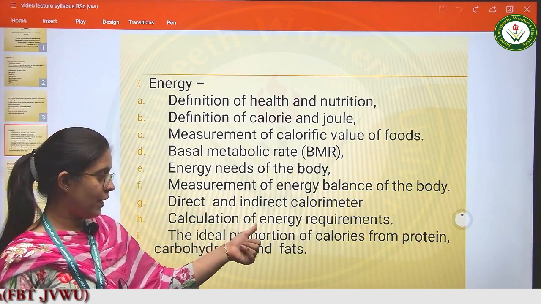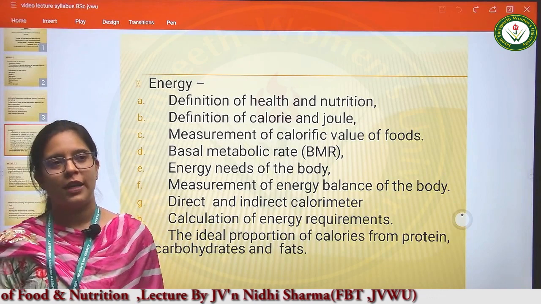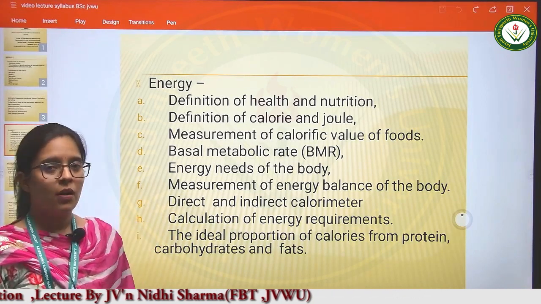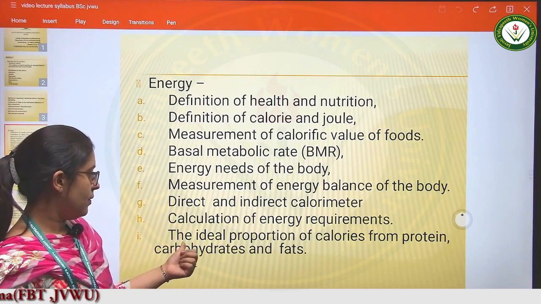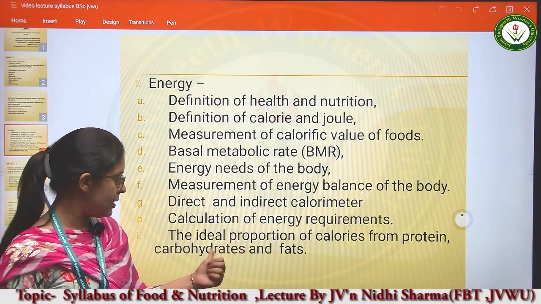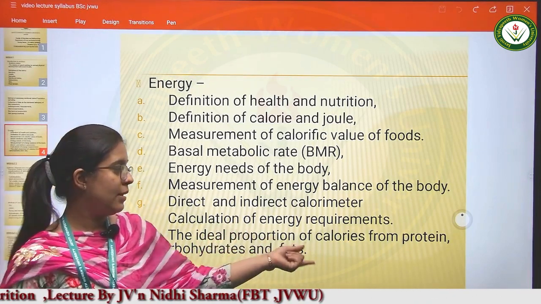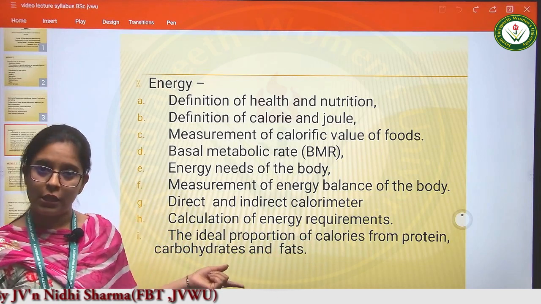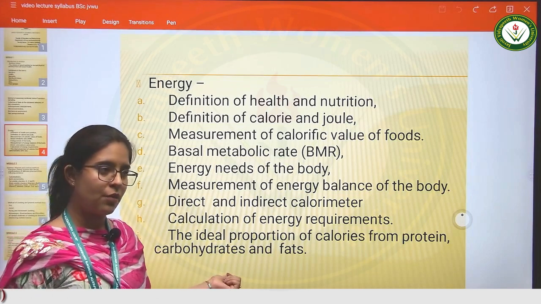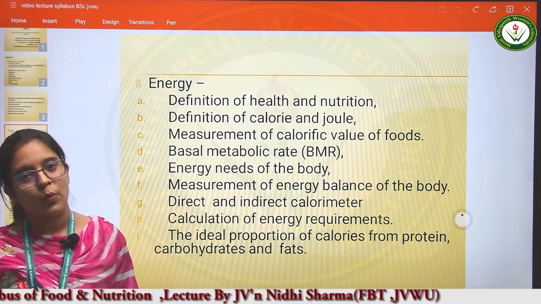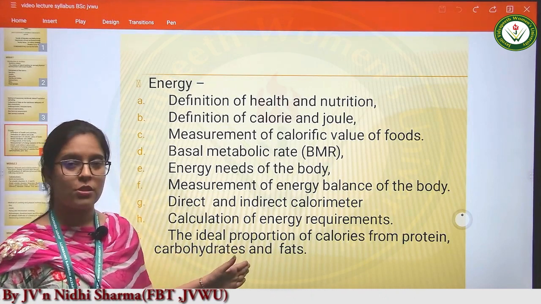Then calculation of energy requirements, like if a person is 60 years old weighing 75 kgs, what will be the kilocalories of energy he or she needs. Then the ideal proportion of calories which we get from protein, carbs and fats. For example, 1 gram of protein provides 4 kilocalories of energy, 1 gram of carbohydrate also provides 4 kilocalories, and 1 gram of fat provides 9 kilocalories of energy. So we study about the proportions of calories.